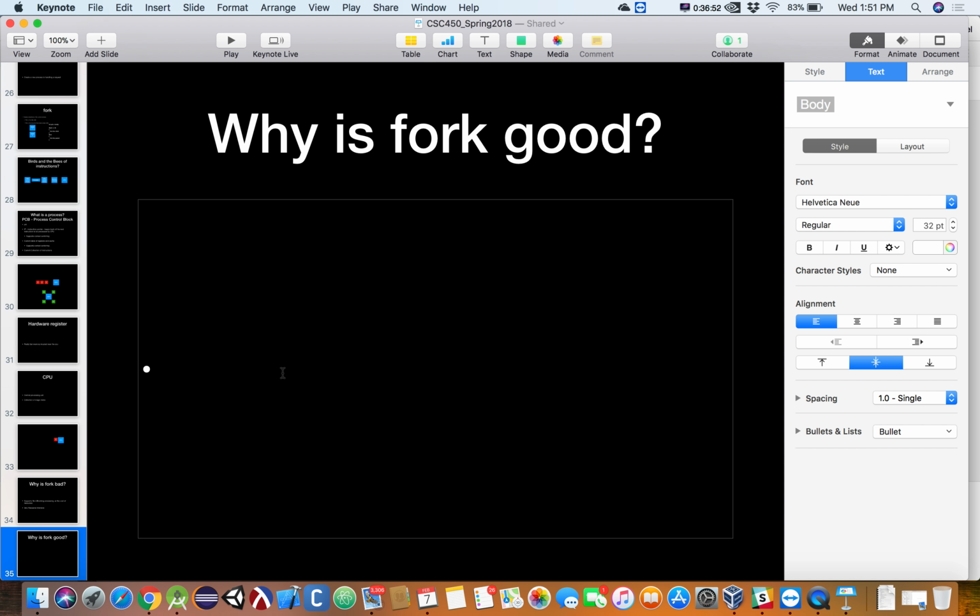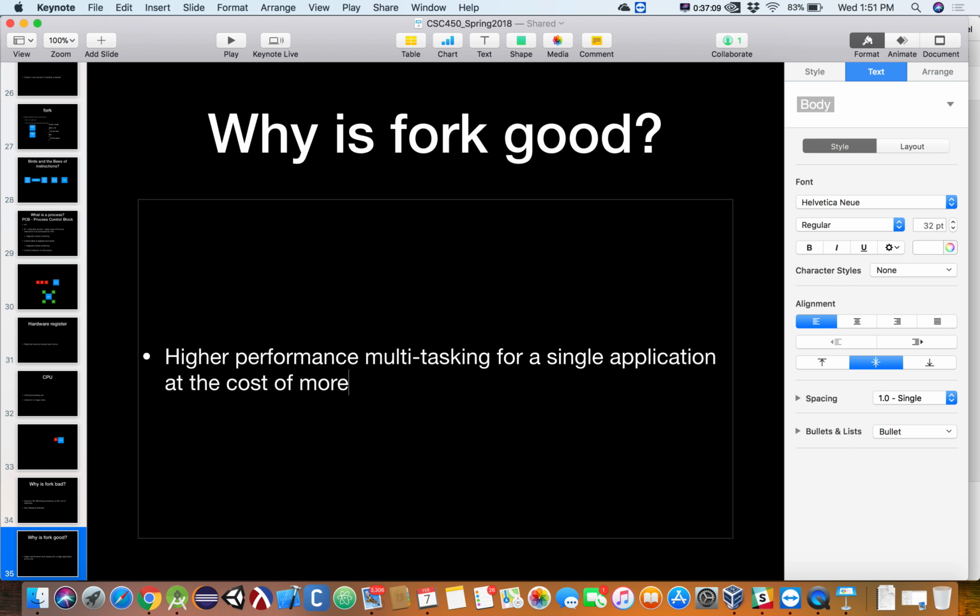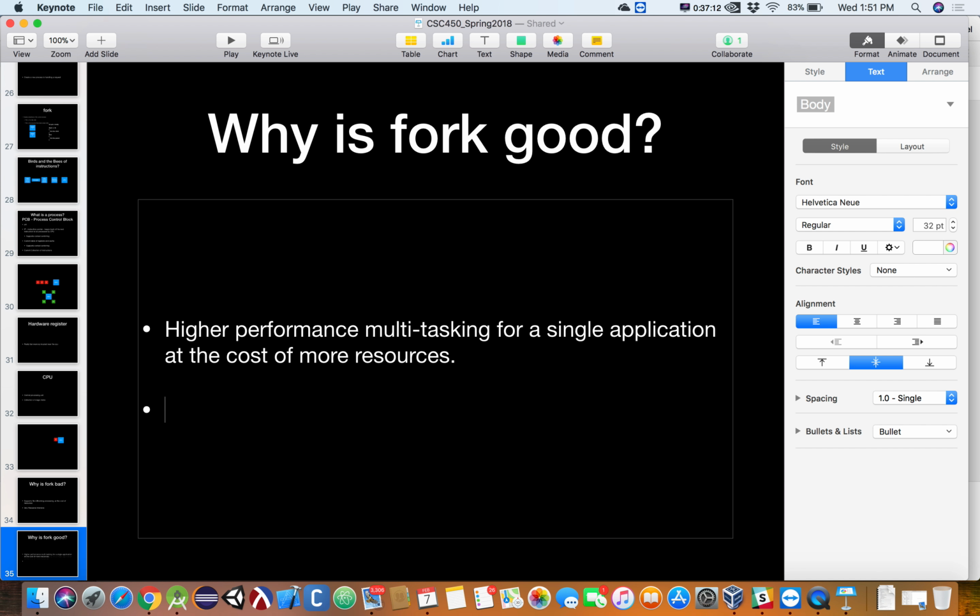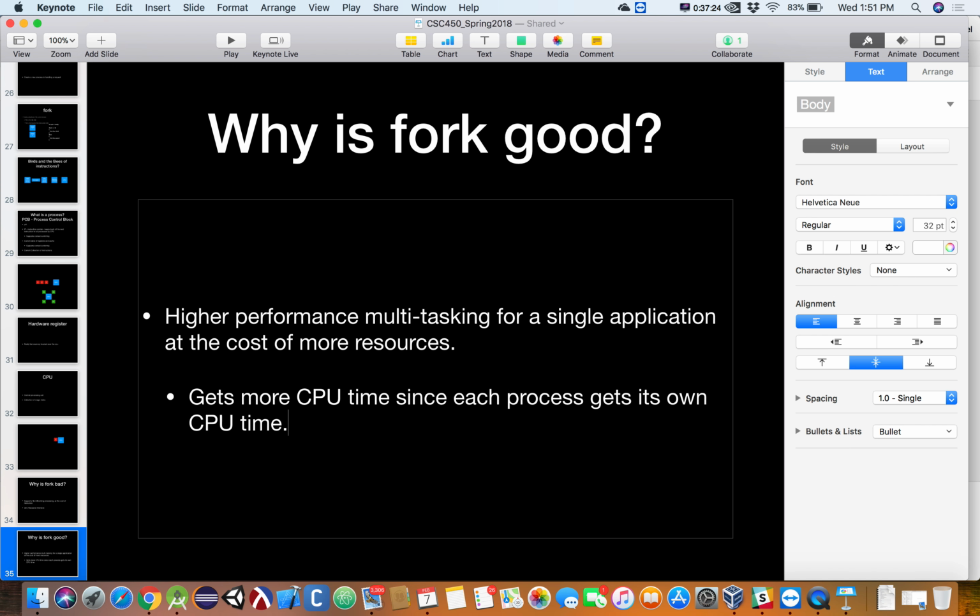Make sense? So fork actually produces higher performance multitasking for a single application at the cost of more resources. It gets more CPU time since each process gets its own CPU time. Make sense?